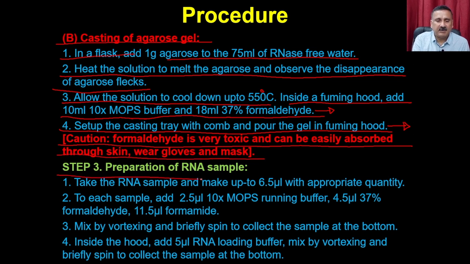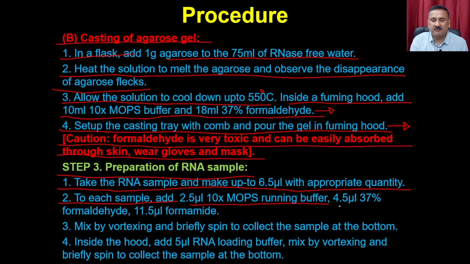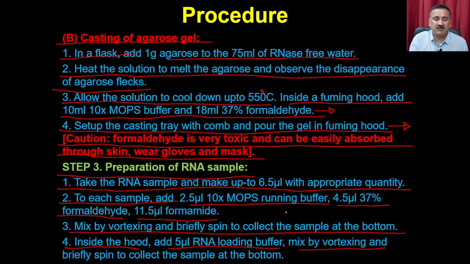Then you prepare the RNA sample for running. Take the RNA sample and make up the volume to 6.5 microliters with the appropriate quantity. To each sample, add 2.5 microliters of 10x MOPS buffer, 4.5 microliters of 37% formaldehyde and 11.5 microliters of formamide. Then mix by vortexing and briefly spin to collect the sample at the bottom. Then inside the hood, add 5 microliters of RNA loading buffer, mix by vortexing and briefly spin to collect the sample at the bottom. This is required so that you do not waste the sample.